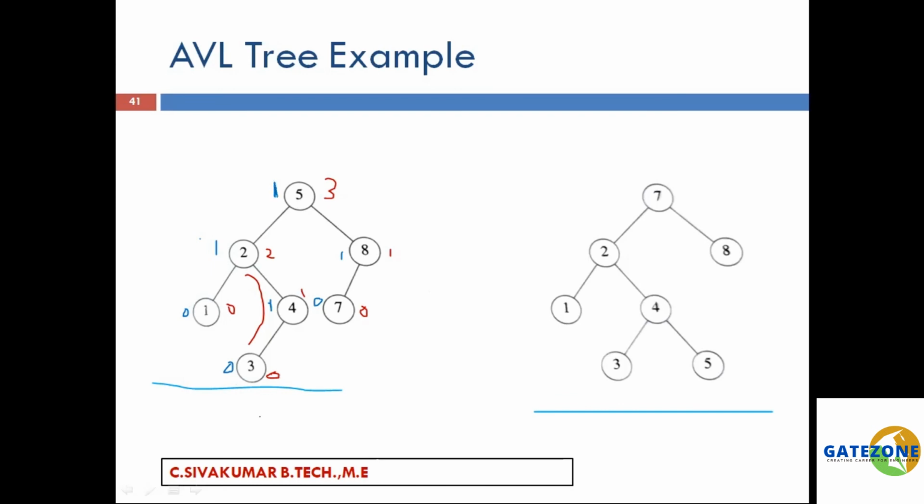Now tell whether it is an AVL tree or not. Yes, sir, it is an AVL tree, because all balance factors are either 1 or 0. The balance factors are represented in blue color. So all the balance factors are either 0 or 1. So it is an AVL tree. Now you directly calculate the balance factor for each node.